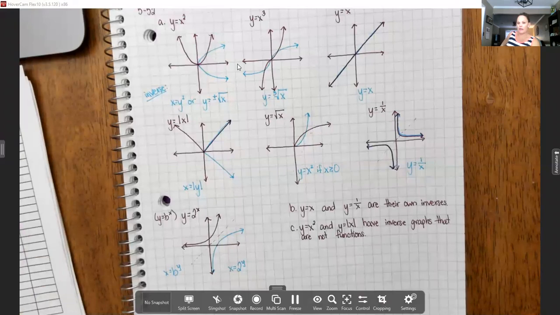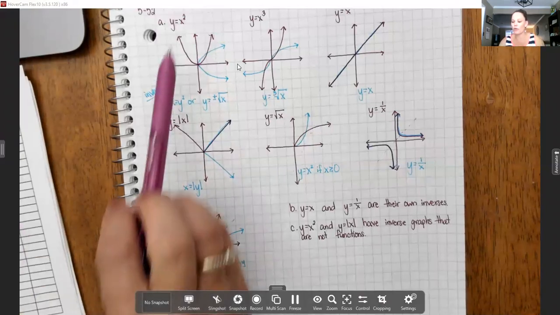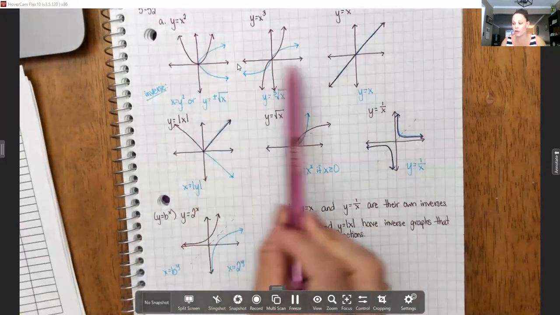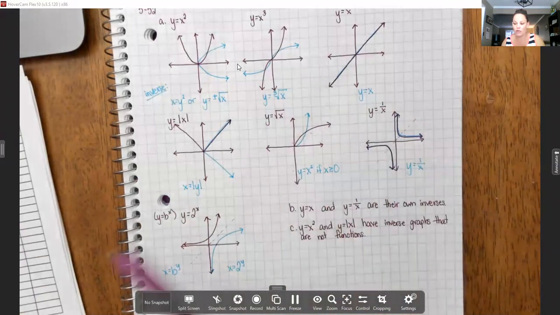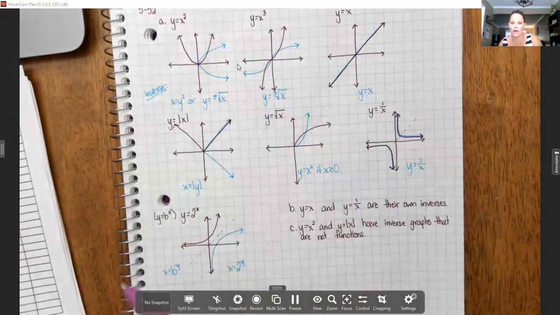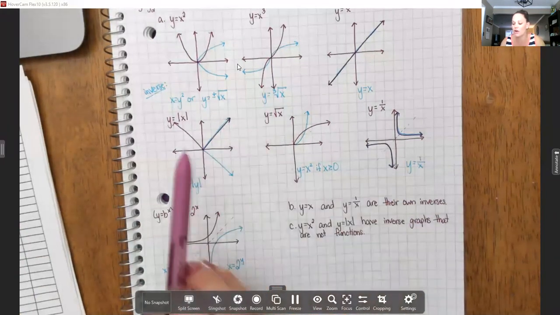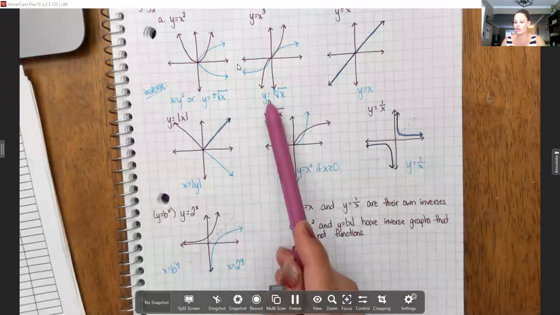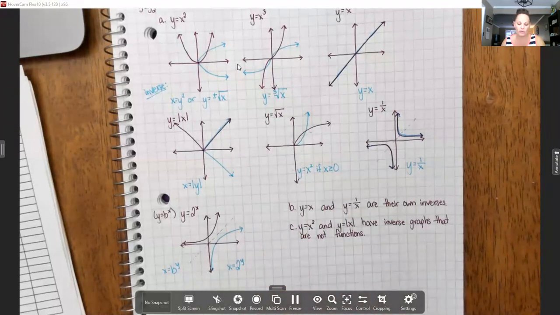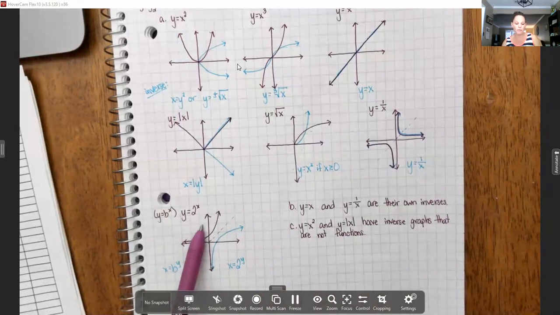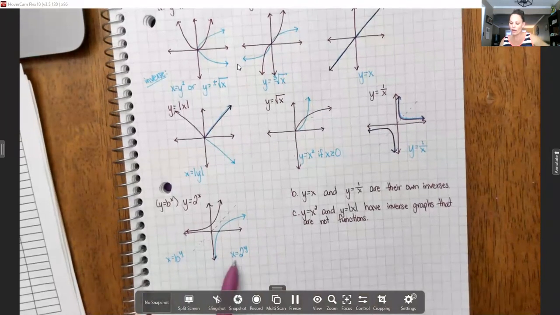So that was kind of fast, mostly review. We should have been able to sketch all of these original functions, and you can look back at our big packet of parent graphs. And then the inverse is just folding over the line y equals x. For the equation, you can switch x and y, or you can solve for the variables. But I said we were going to focus on the inverse of an exponential today. So we can write this equation by switching x and y. And we can see what the graph looks like by folding it.